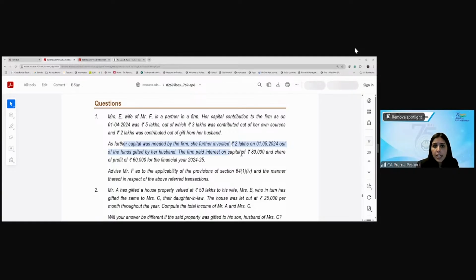The firm paid interest on capital of 80,000 and share of profit of 60,000 for FY 24-25. Advise F as to the applicability of section 64(1)(iv) and the manner thereof in respect of the above referred transaction.